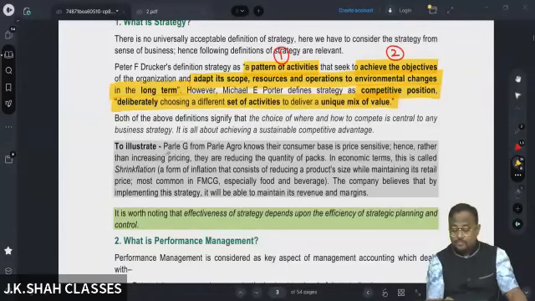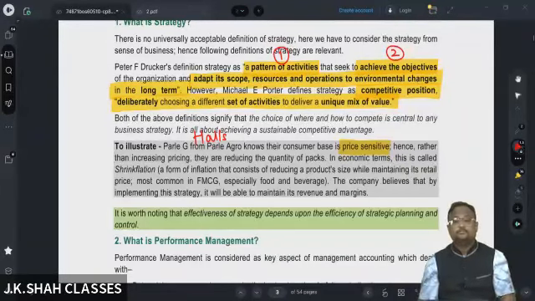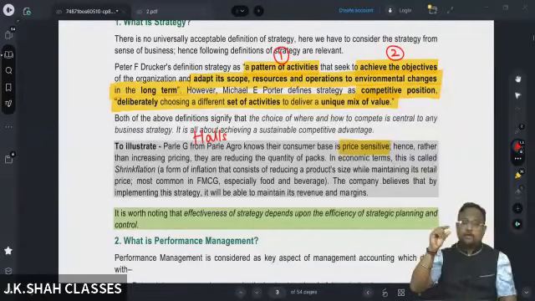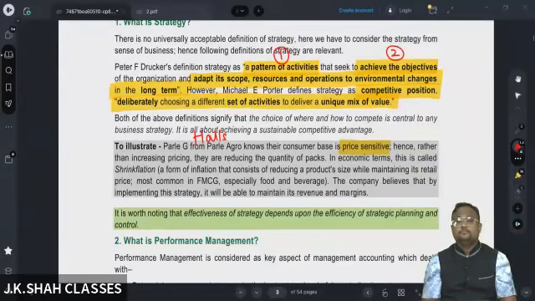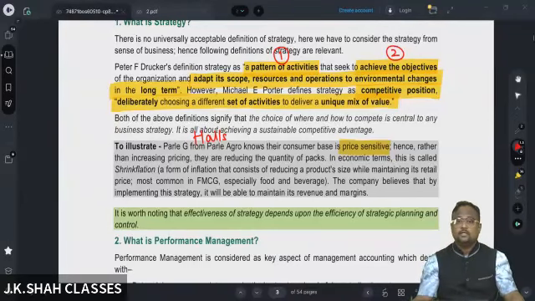They have given you some examples. Parle G from Parle Agro knows the customer base is price sensitive. Hence, rather than increasing pricing, they are reducing the quantity of packs. The same thing has happened with Halls. They have not increased the price, but they have reduced the quantity. They have made the size of the tablet smaller, the size of the biscuits smaller, because they don't want to increase the price.